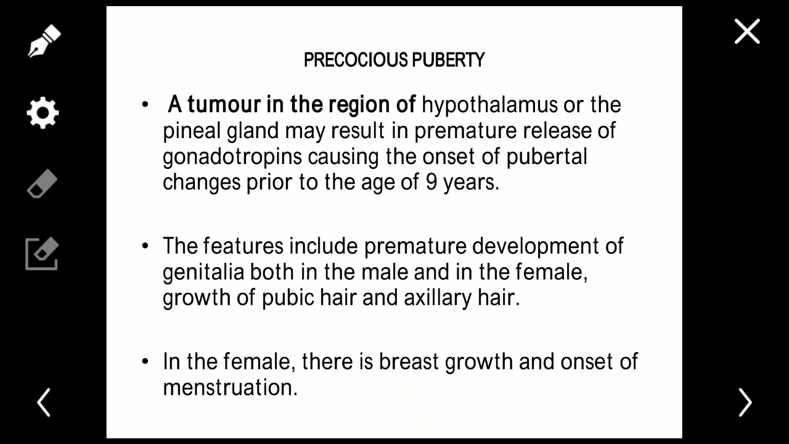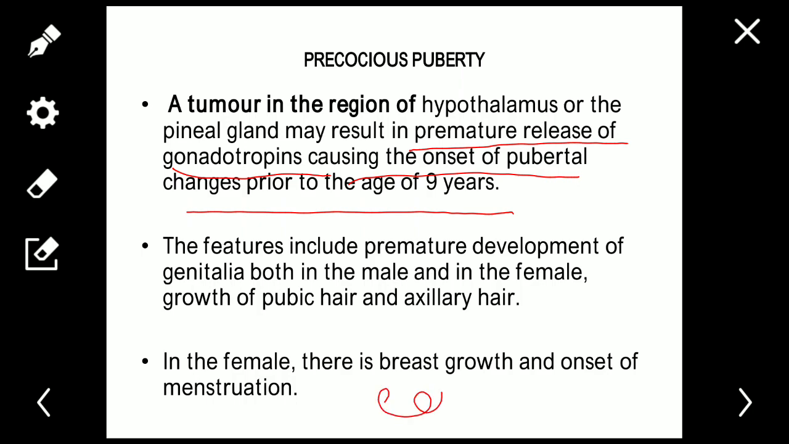A tumor in the region of hypothalamus or the pineal gland may result in premature release of gonadotrophins, causing the onset of pubertal changes prior to age of 9. More of gonadotrophin, that is FSH and LH. The features include premature development of genitalia both in male and female, growth of pubic hair and axillary hair. In the female, there is breast growth and onset of menstruation at an early age, that is called precocious puberty.